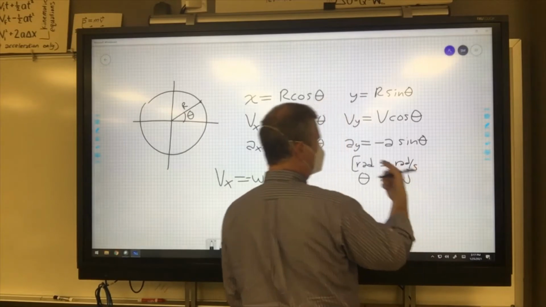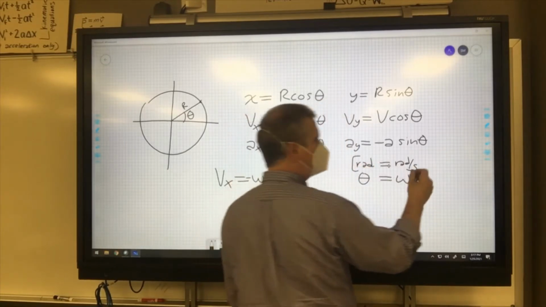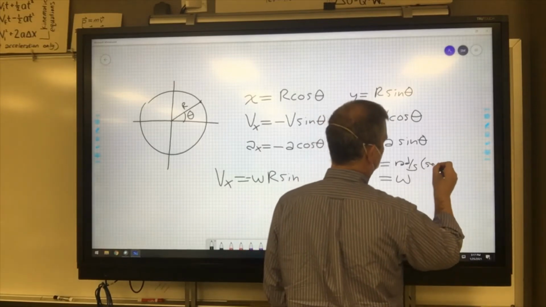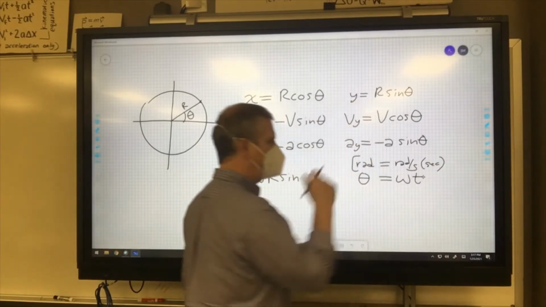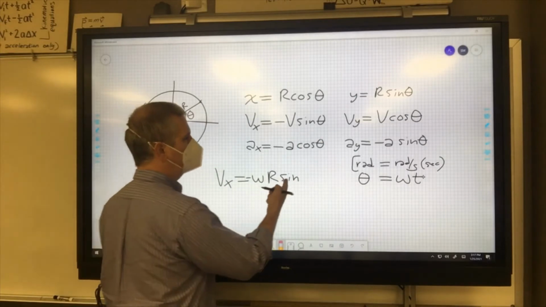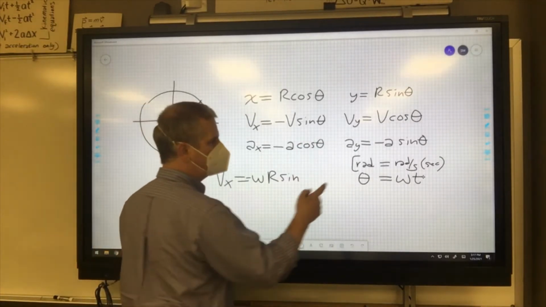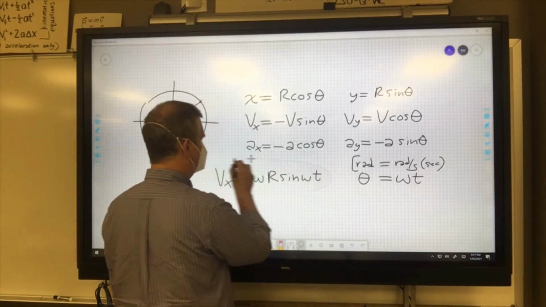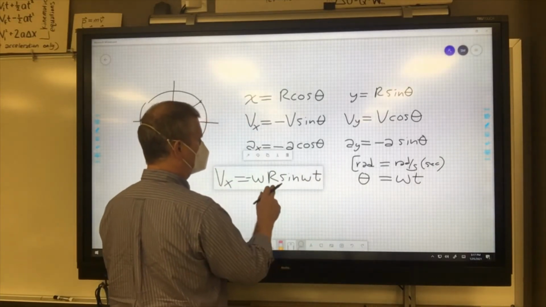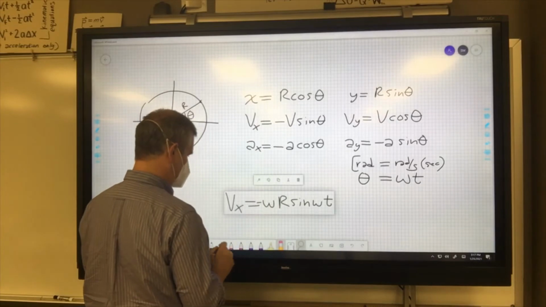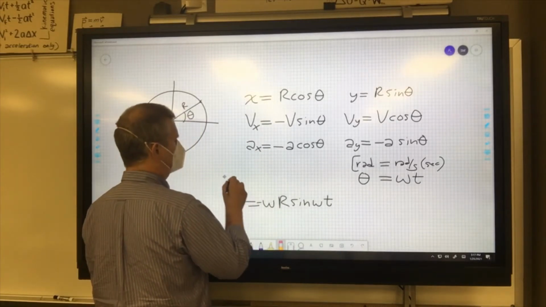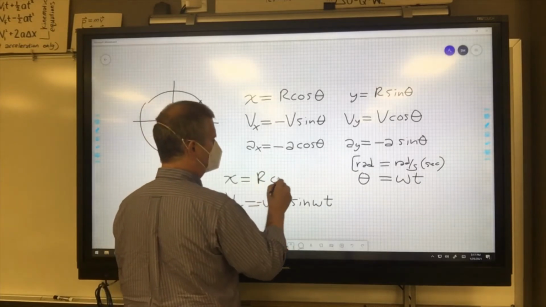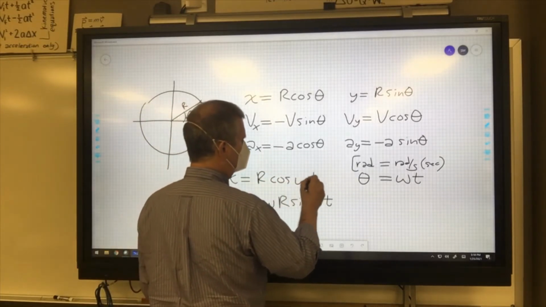And to get rid of seconds so that it equals radians, we have to multiply by seconds, which is time. And there we get an equation that instead of sine of theta, we get sine of omega t. I'm going to move that down and put that in for the upper equation as well, and we're going to start to see something interesting. That would mean that our x position equals r times the cosine of omega t.